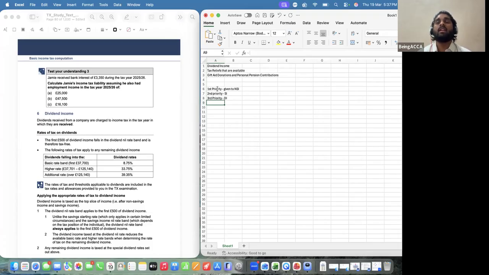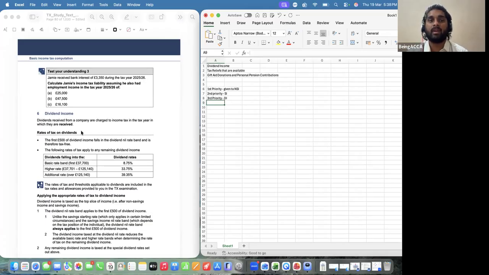So for that reason, it is very important that you calculate your income tax separately for non-savings income, then for savings income, and thirdly for dividend income. It is very important to remember this, though the rate bands will be utilized in a continuous manner. Calculation of taxes should be starting from non-savings, savings, and then dividend income. All right. So now let's move on to dividend income.